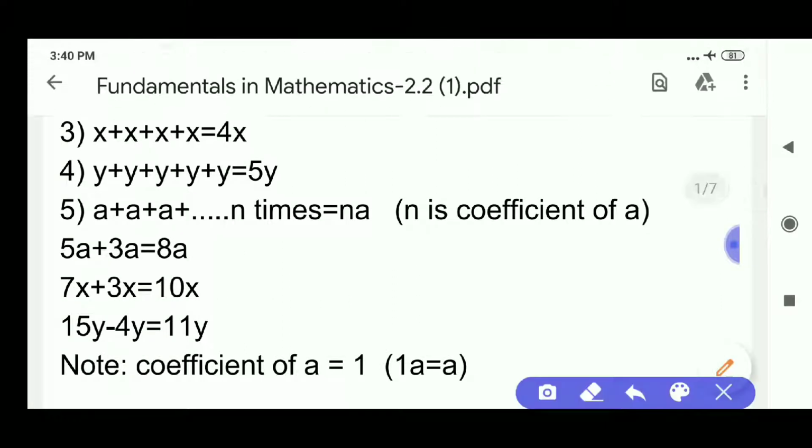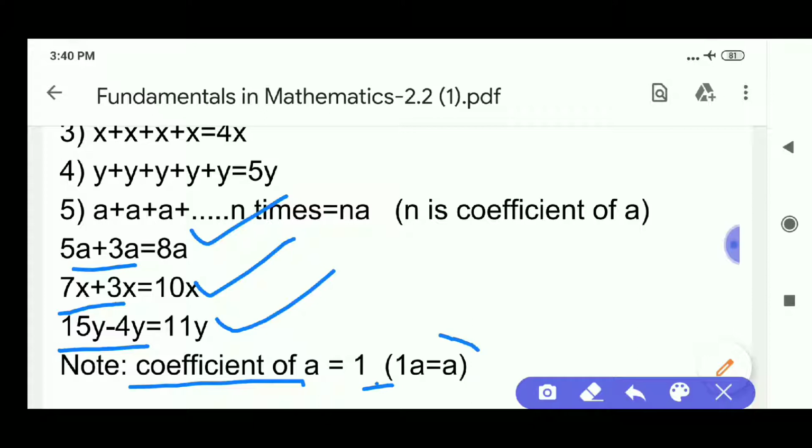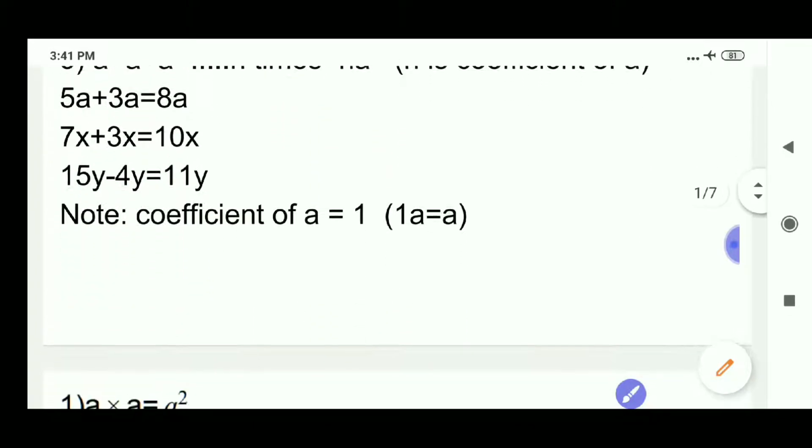Now 5a plus 3a is 8a. 7x plus 3x is 10x. 15y minus 4y is 11y. Note, coefficient of a is 1 because a means 1a. 1a and a are same.